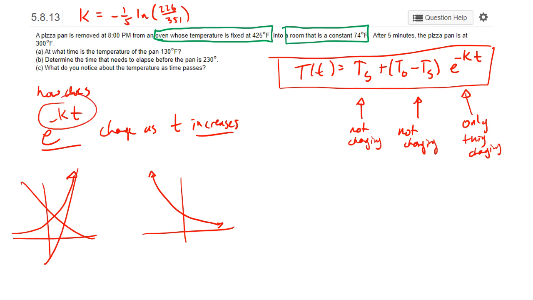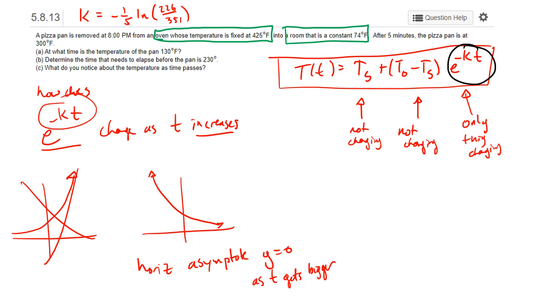Newton's law of cooling, the version I found here, is quite explicit that k is supposed to be positive, and so when you put that minus sign in front of it, you get a negative exponent here. Which means this has a horizontal asymptote of y equals 0 as t gets bigger and bigger. So specifically, as t gets larger and larger, this term goes to 0, which means this term here is now being multiplied by 0.